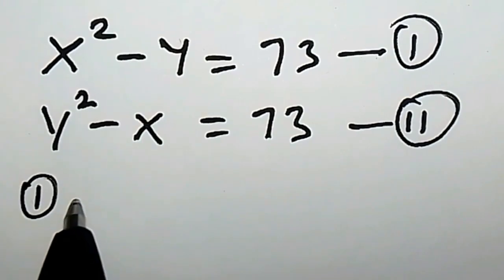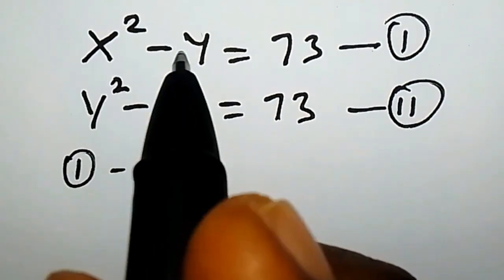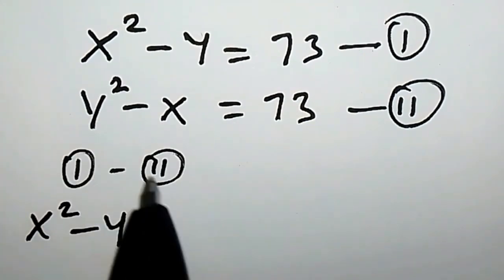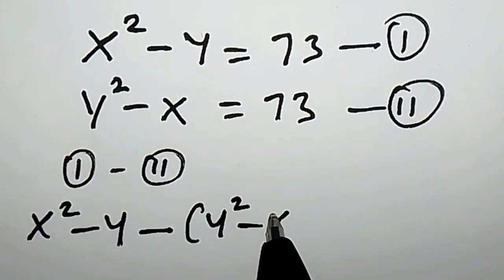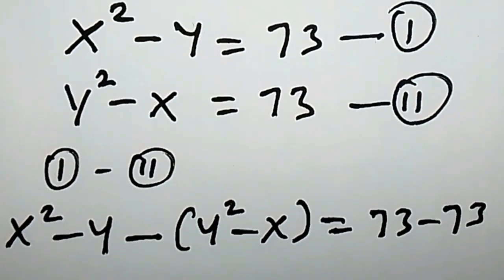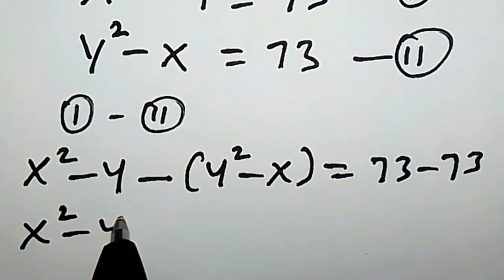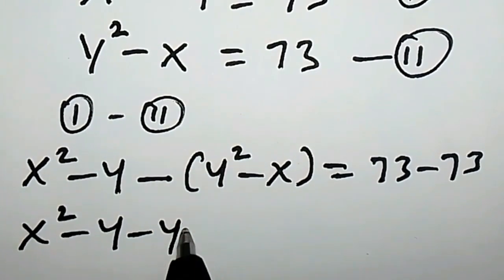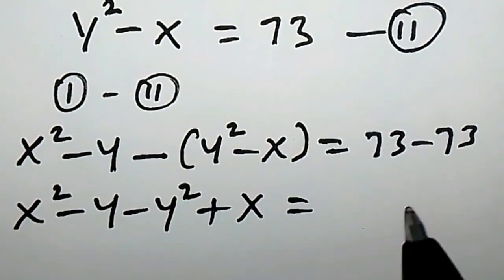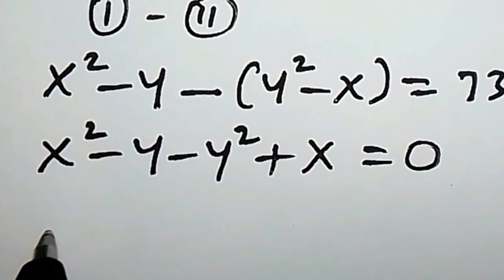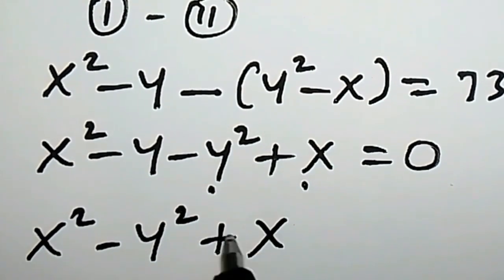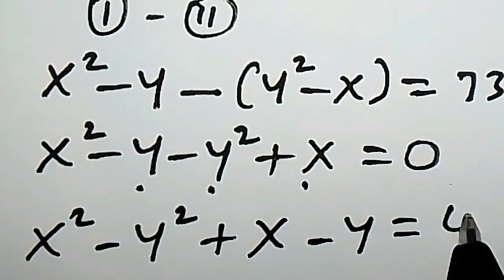So equation 1 minus equation 2. The left hand side of equation 1 is x squared minus y, minus the left hand side of equation 2, that is y squared minus x, equal to 73 minus 73. Let's continue. x squared minus y, minus times y squared, that is minus y squared, minus times minus, that is plus x, equal to 73 minus 73, that is simply 0. So x squared minus y squared plus x minus y is equal to 0.